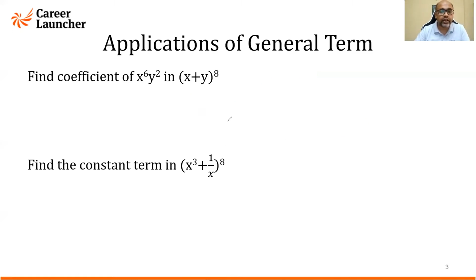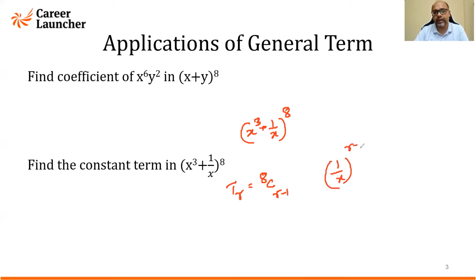The second question is: find the constant term in the expansion of (x cube plus 1 by x) whole power 8. Once again, you can pause the video and try for the answer. Now let us check what the correct answer is. If I want to write a general term T r, this will be of the form 8C r minus 1, and 1 by x whole to the power of r minus 1 and x cube whole to the power of n minus r plus 1, because this is my a and this is my b in my binomial expansion.